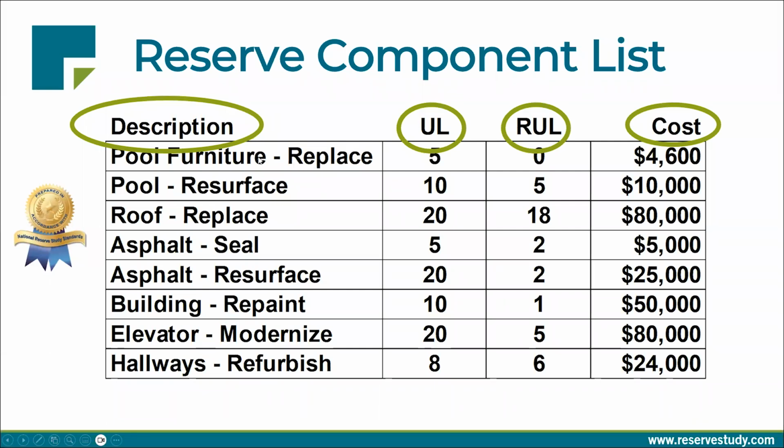It's not description of assets, because like here with asphalt, you can see asphalt seal project is every 5 years, but the resurface project is every 20 years. So we're not talking just asphalt. You're talking which project. And it may be replace, it may be resurface, it may be repair, it may be modernize, but we're talking about projects. The useful life in years, the remaining useful life in years, where 0 means it needs to be done now, and the current cost. Reserve study brings all costs current to the effective start date.